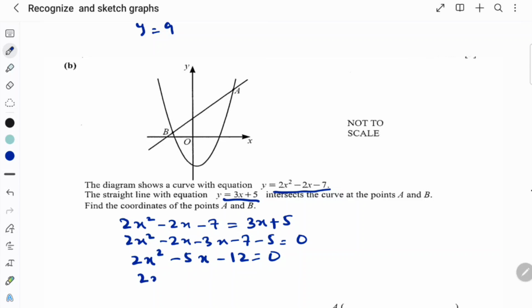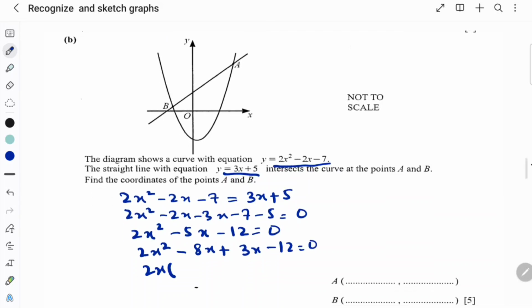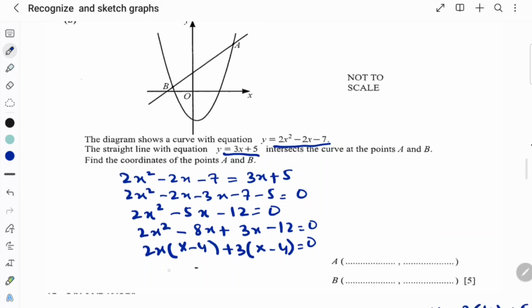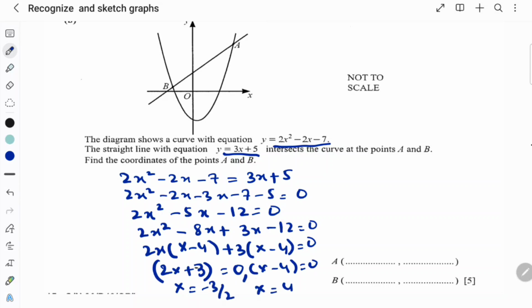12 times 2 is 24. 3 times 8 is 24. We need numbers with a difference of 5, and minus 12 is equal to 0. Now 2x common, x minus 4 and plus 3, x minus 4 is equal to 0, and now we have 2x plus 3 is equal to 0, and x minus 4 is equal to 0. So x has two answers, minus 3 over 2, which is minus 1.5, or x equals 4. So these are the two answers we got for the value of x, which is 4 and minus 1.5.